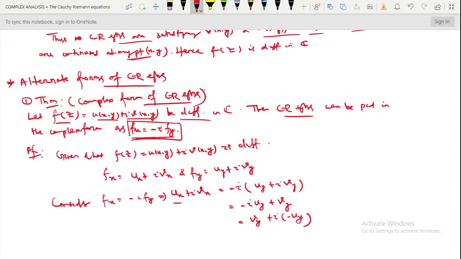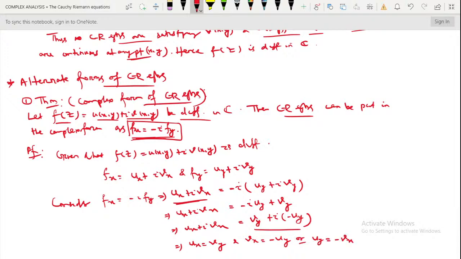If you compare these two things, because they are equal, the real part is equal to the real part and the imaginary part is equal to the imaginary part. This is u_x + i v_x, so the real part equals the real part and the imaginary part equals the imaginary part. So u_x is equal to v_y and v_x is equal to minus u_y, or u_y equal to minus v_x.